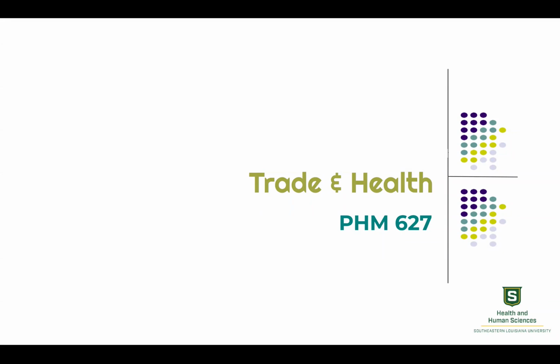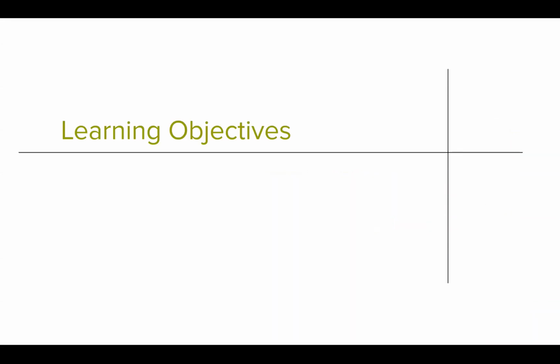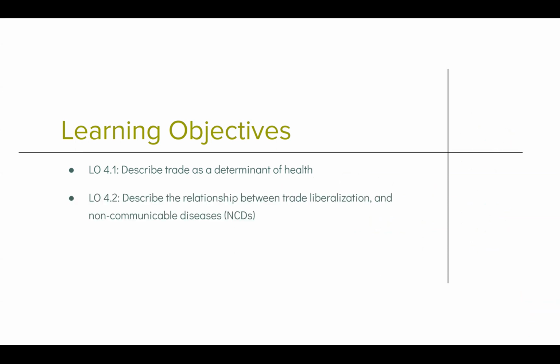PHM 627. And for this class, we'll be discussing trade and health. So we have a couple of learning objectives. The first is going to describe how trade is a determinant of health and describe the relationship between trade liberalization and the emergence and prevalence of non-communicable diseases, and then describe the nodes of the General Agreement on Trade Services from the World Trade Center.